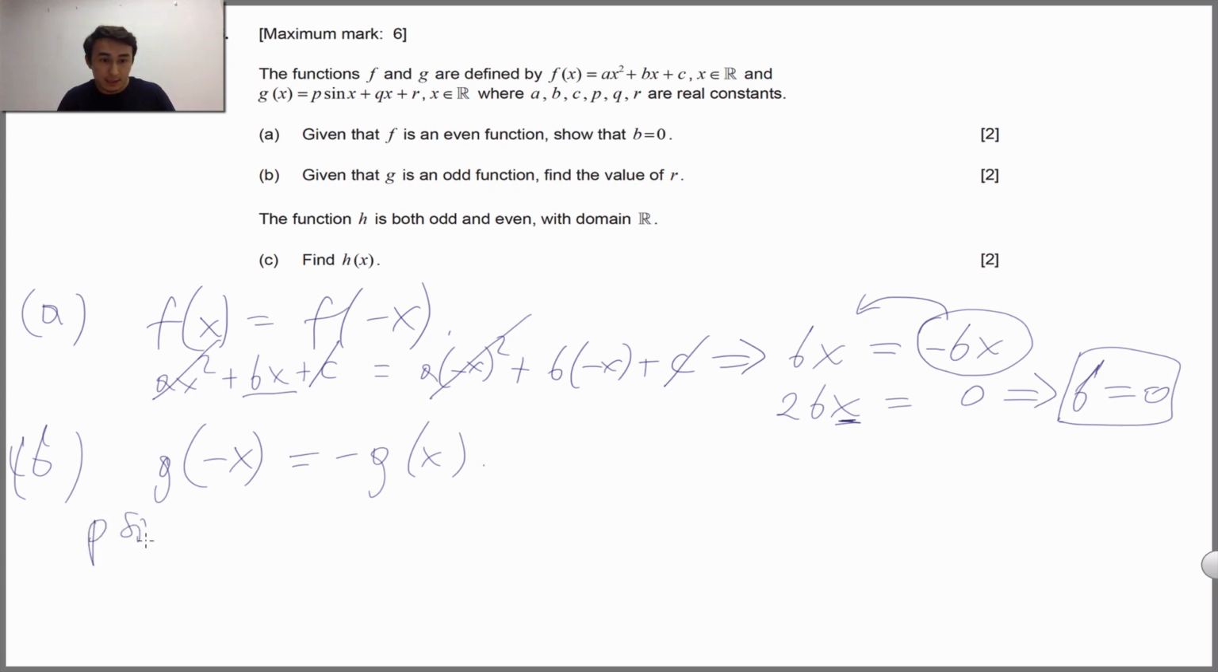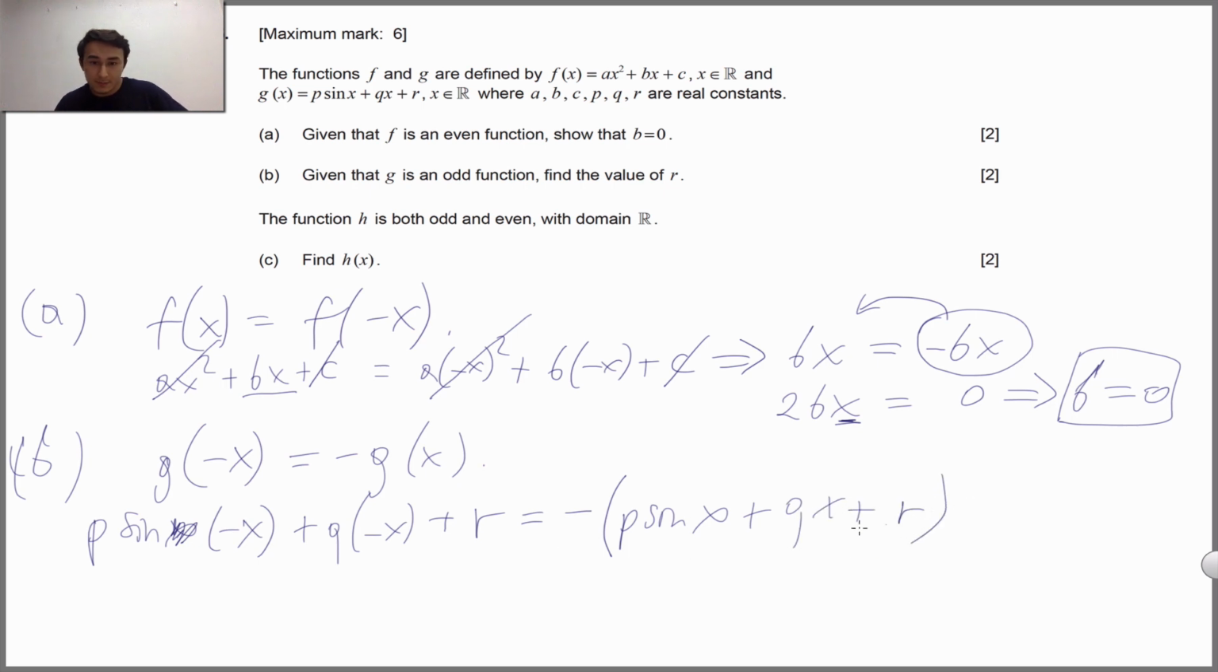It will be p sine of negative x here, and then we have plus q times negative x, and then plus r is equal to, what's that? Negative g of x. So we'll put a negative sign, open the bracket, and then p sine x plus qx plus r. There we go. Let's expand this bracket. So it will be negative p sine x minus qx minus r.